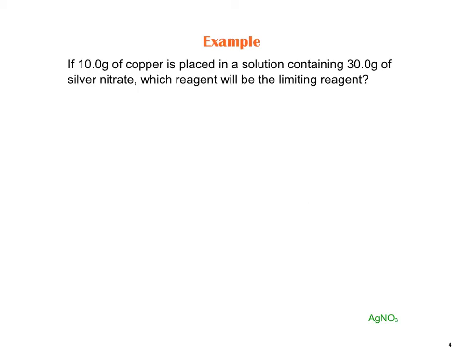So let's give this a try. If 10 grams of copper is placed in a solution containing 30 grams of silver nitrate, which reagent will be the limiting reagent? So first step, as usual, is to write out the balanced chemical equation and write out everything we know below each reagent. Now, because we're talking about masses, we're going to need the molar mass of each compound.